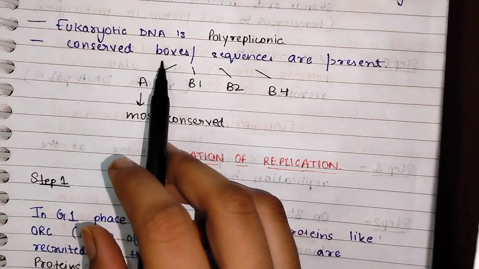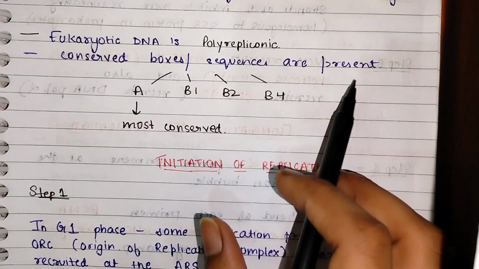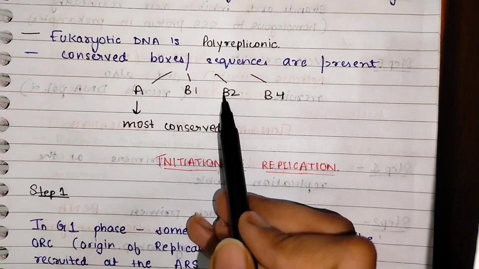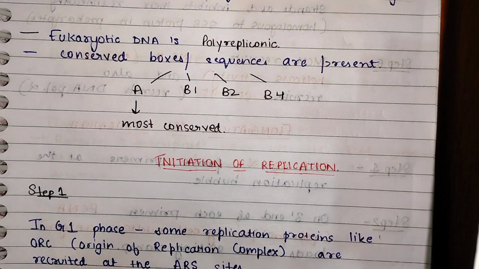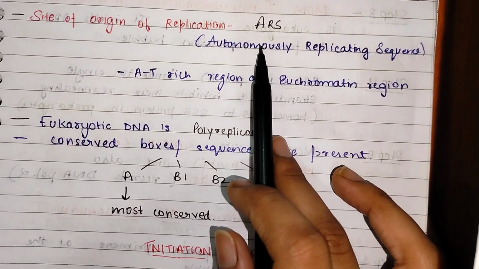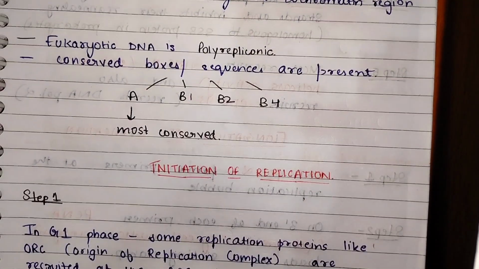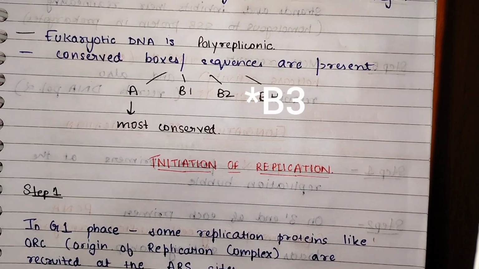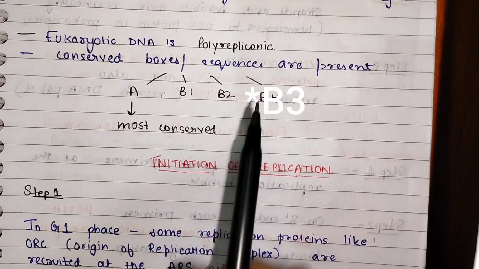The conserved boxes or sequences which are present in eukaryotes are A, B1, B2 and B4. These are the conserved boxes or sequences which are present at the ARS, by which the initiation proteins will recognize the origin of replication. So these are these sequences.